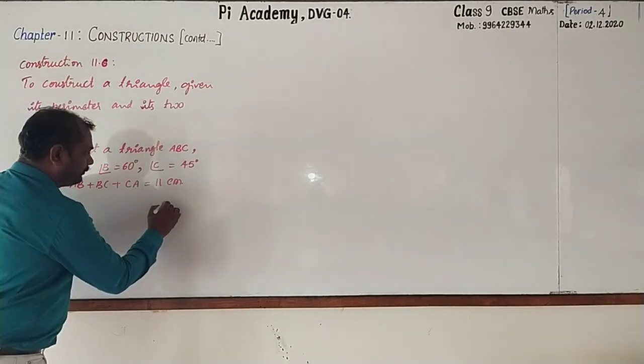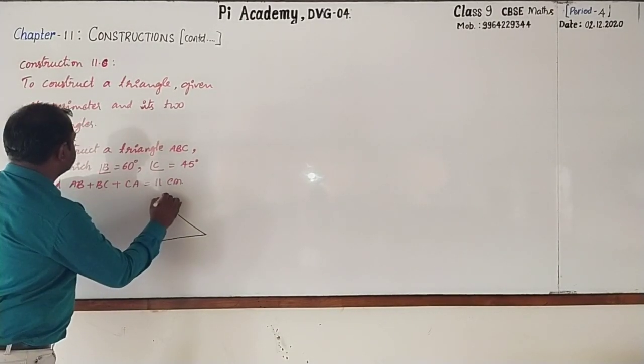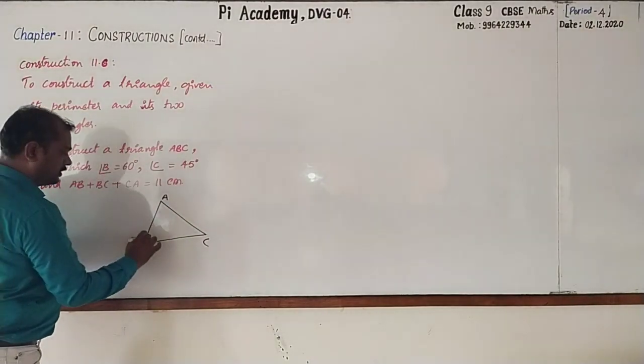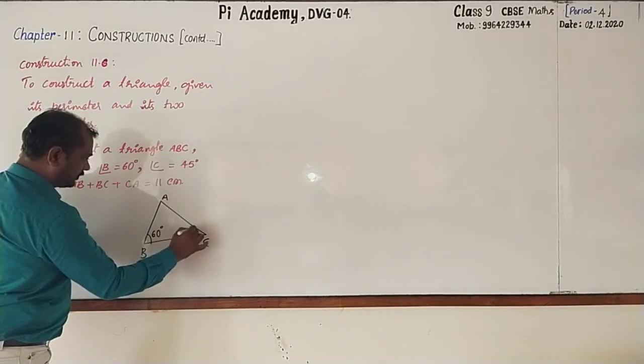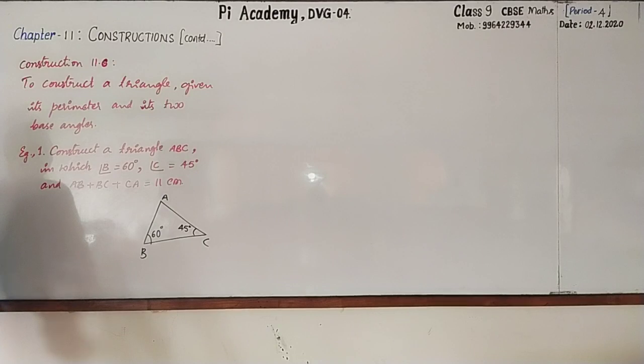Followed? So here I draw the rough sketch. See that this is the triangle. Name this as ABC. Here they are only given these base angles: angle B is 60 degree, angle C is 45 degree.